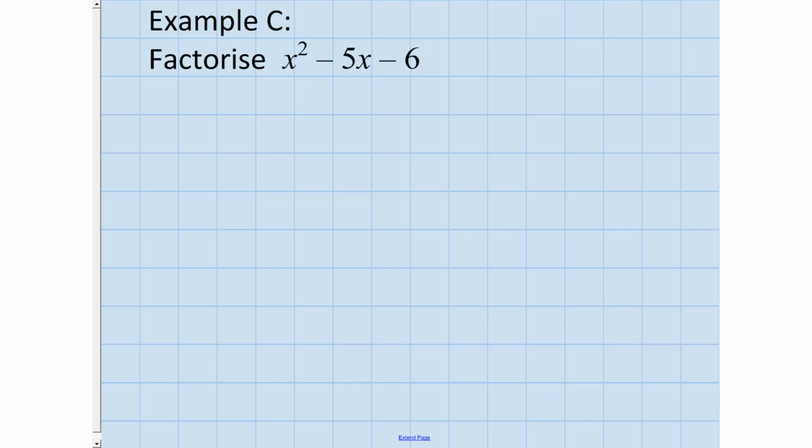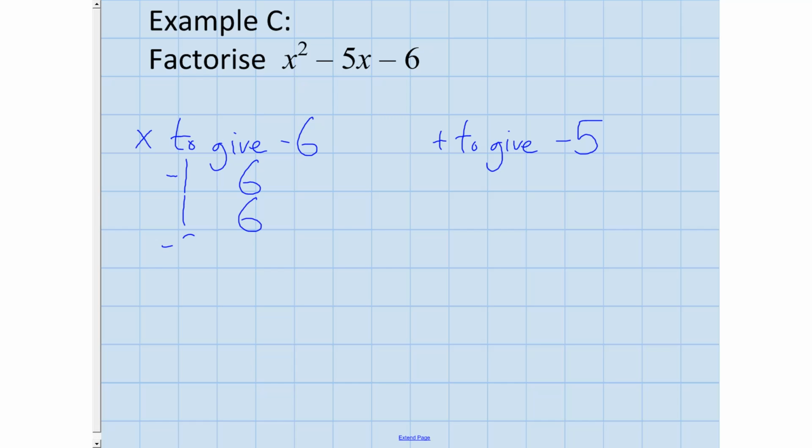Okay, number 1, x squared minus 5x minus 6. So again, numbers that multiply to give minus 6, but this time they need to add to give minus 5. So numbers that multiply to give minus 6 are, again, minus 1 and 6, 1 and minus 6, minus 2 and 3, and 2 and minus 3.